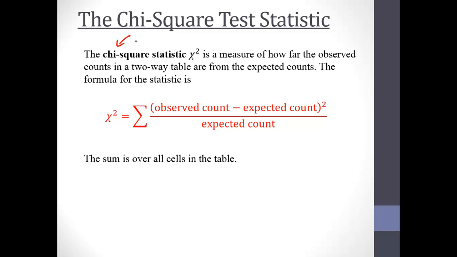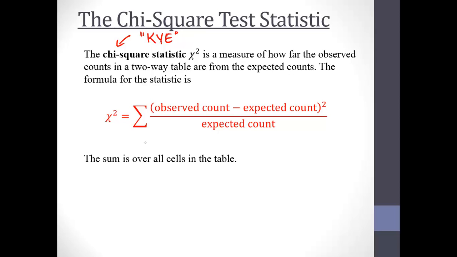So maybe some of you have heard of this before. The X-looking Greek letter is chi, so the h is a silent h, I guess. The chi-square statistic is a measure of how far the observed counts in this two-way table are from the expected counts. So this is our way of comparing how far away the actual data we have are from what we'd expect under our null hypothesis. So again, we're calling this thing chi-squared.